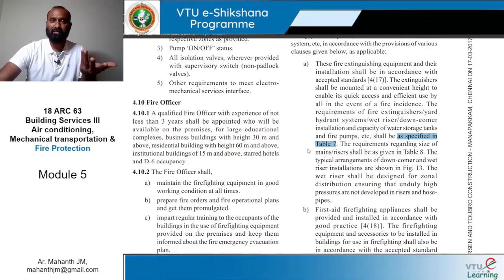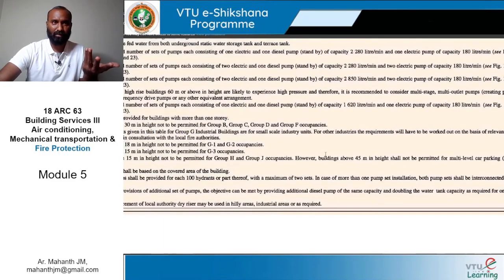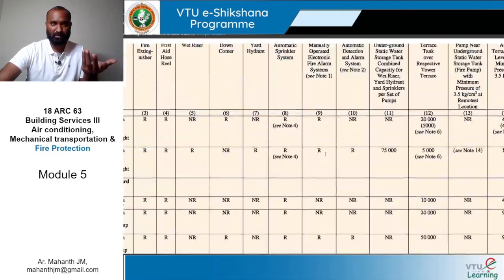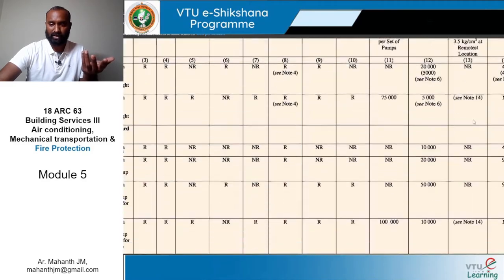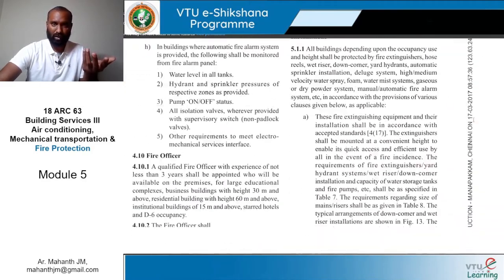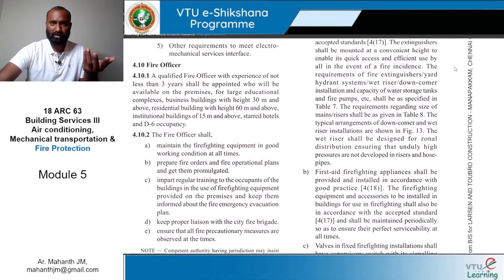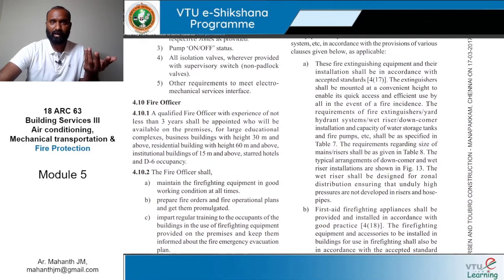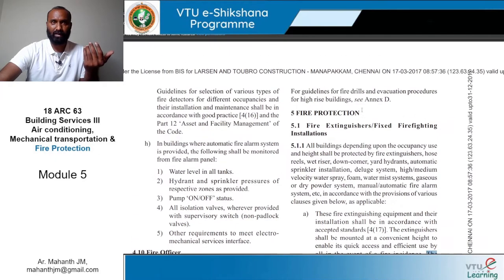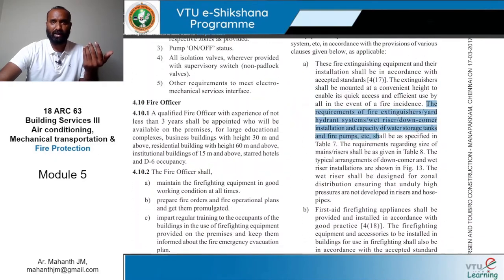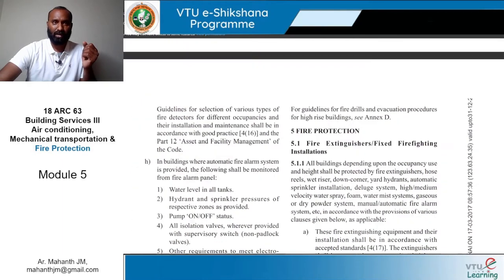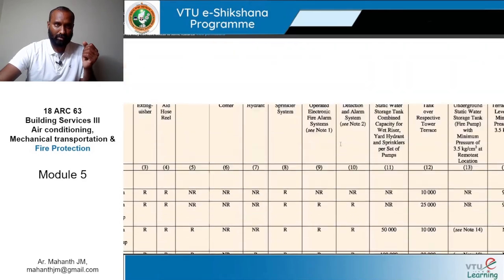If at all they say table or figure, we have to go back and forth and find out where table 7 is. Let me go before that. Let's understand why they asked us to go to table 7. The requirements of firefighting hydrant systems, installation and capacity of, some of that which is discussed in paragraph 1, they say shall be specified in table 7. Okay, so let me go to table 7.